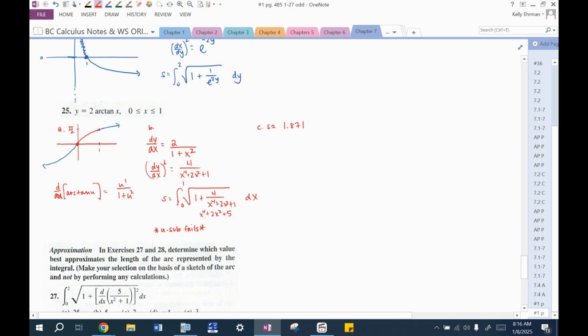and that doesn't factor. Okay, so that's not going to be something we can work with, so we go back to our calculator for that.